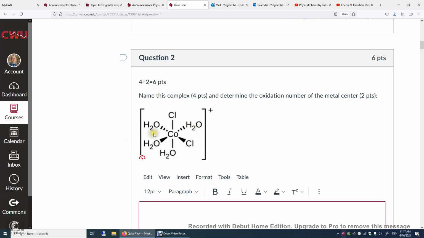We have 4 aqua ligands, 2 chlorido ligands. The oxidation number of cobalt is plus 3, because you have plus 3 here, minus 1 together, it's plus 1. So how do we name this? The chlorido ligands are on the cis positions. So we need to say cis-tetraaquadichloridocobalt(III).